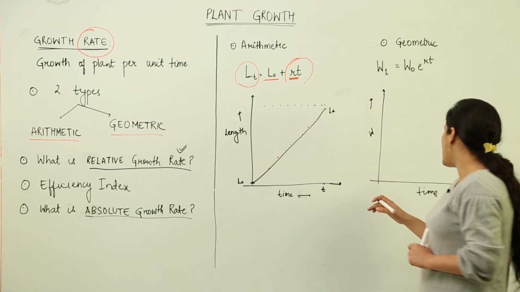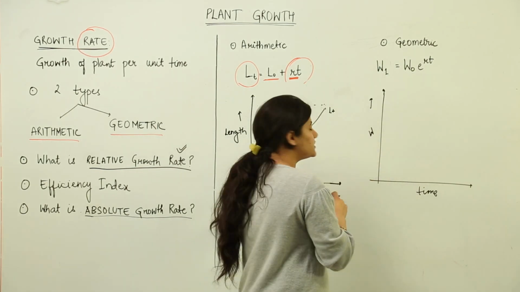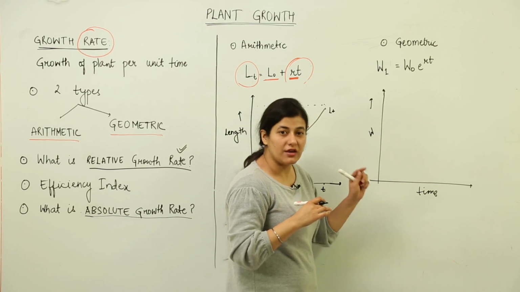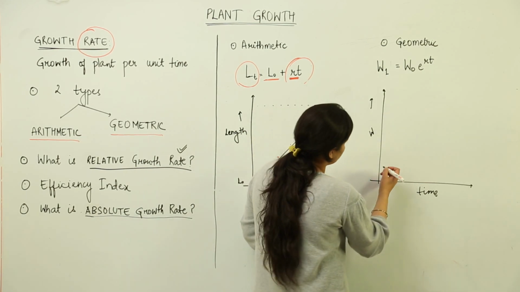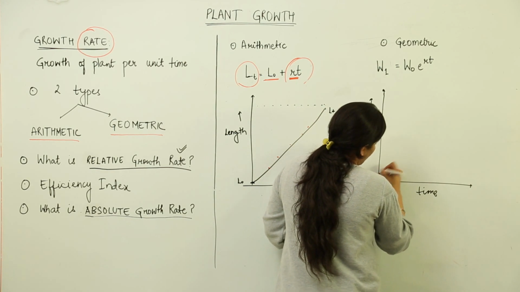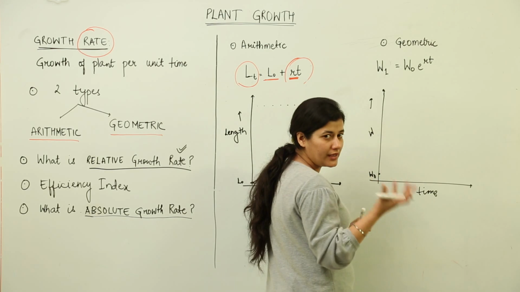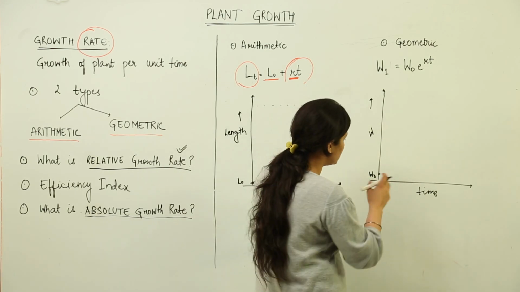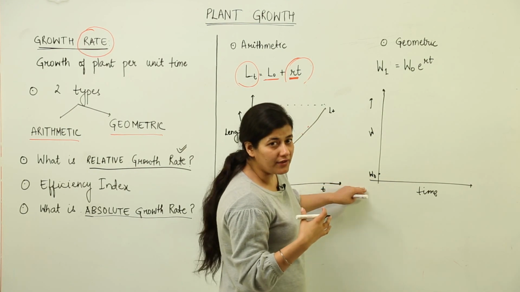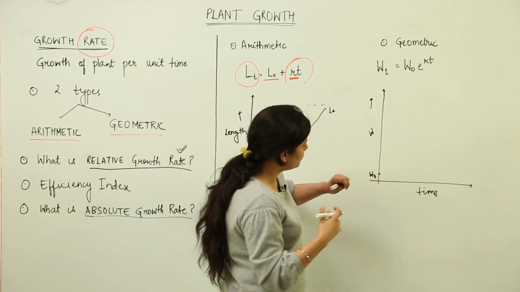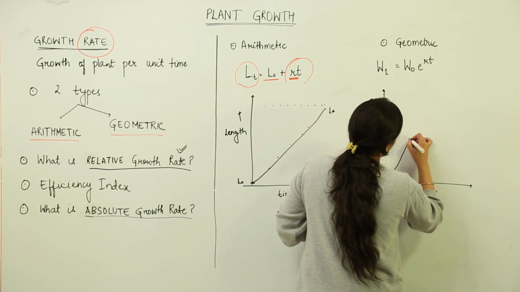Here we cannot take W0 to be 0 because it is relative. We are talking about the efficiency index, which means a few cells should be there. So W0 cannot be 0. In any case, this is W0, the weight with which it began. Weight cannot be 0, you know that. The weight we are considering is the dry weight of the plant; we start from W0 and it increases exponentially for some time.